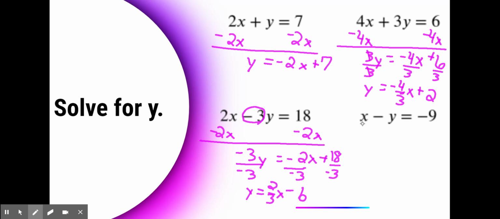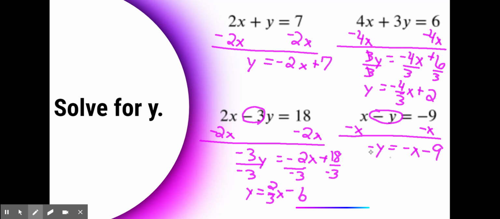All right, let's do it one more time. This one doesn't look too bad, does it? It's got some negatives. Let's see what happens. x minus y equals negative 9. I need to isolate y, so I need to take care of that x first. So I'm going to subtract x from both sides. Notice this is a negative y, so I'm going to bring down minus y equals, write the term with the x first, and then minus 9.